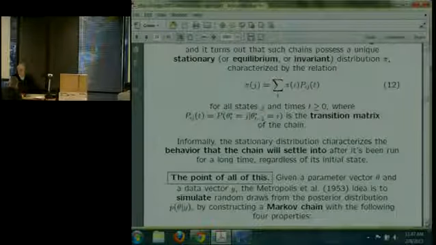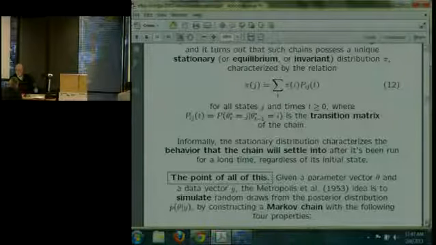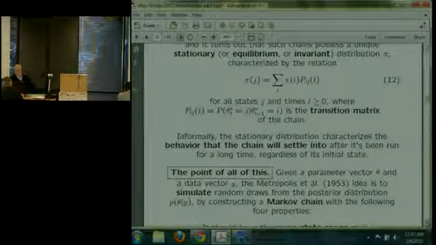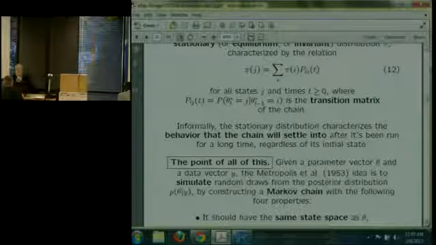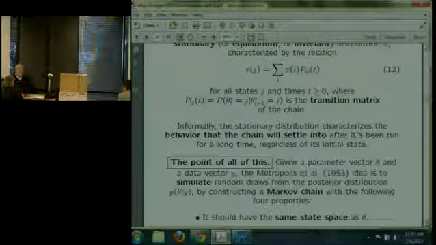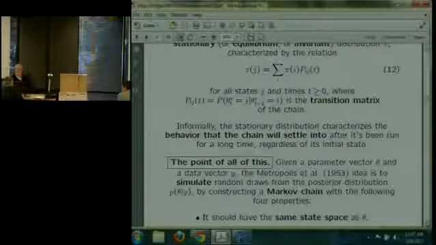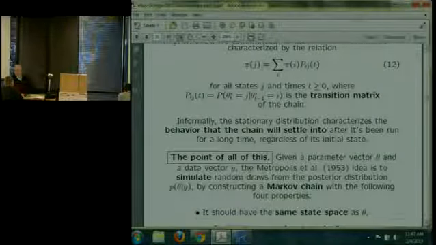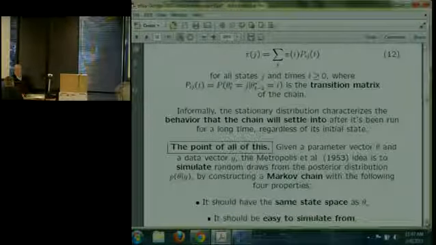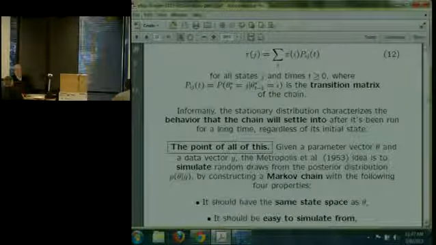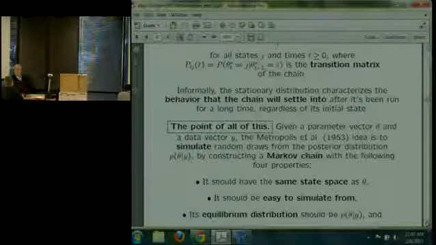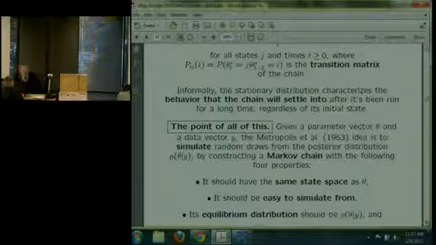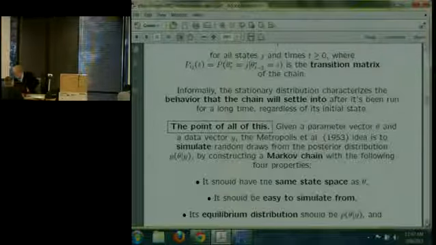So the Markov chain has to have the following four properties. First of all, it should have the same state space as theta does, because you want the outcome of the Markov chain to land to be corresponding to all the different places that theta could be. That seems reasonable. Secondly, it should be easy to simulate from. That's going to be important. Thirdly, and most importantly, its equilibrium distribution should be the thing that we care about. And then there's another technical condition that we would very much like to have. And let me tell you what that is and remind you why we would want that.